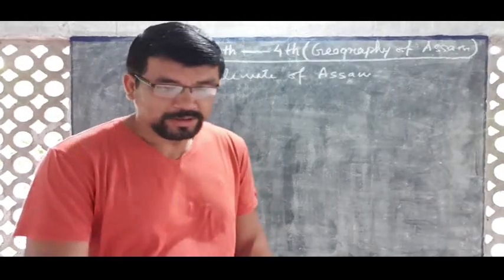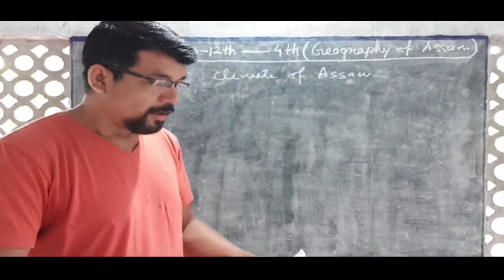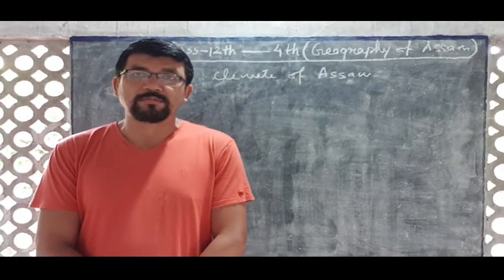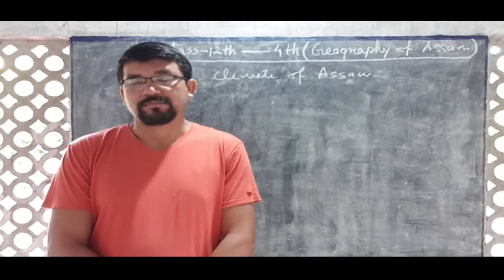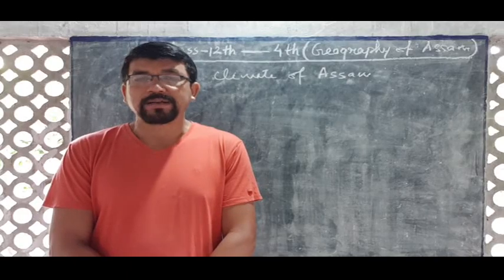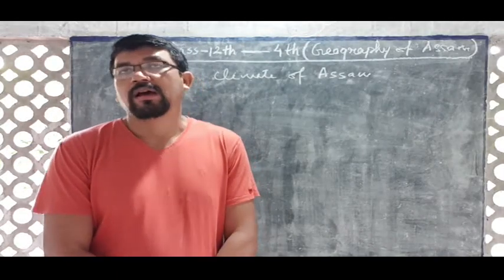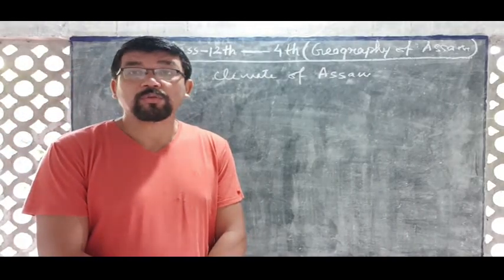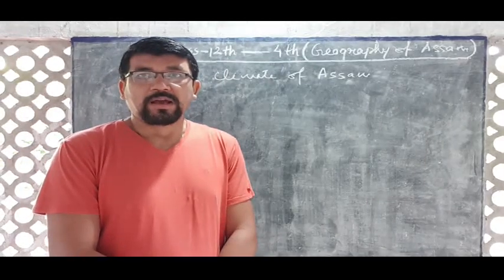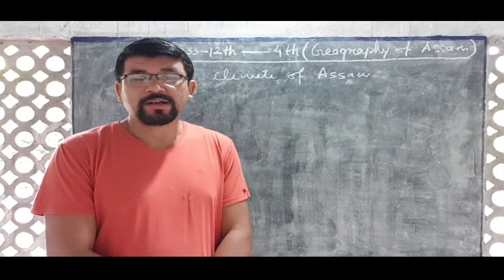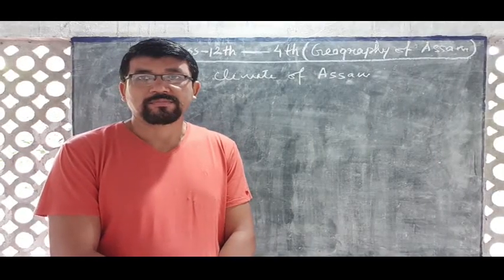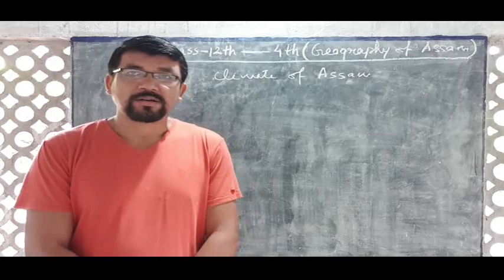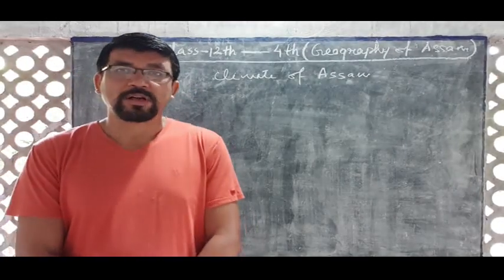Okay? Now we see what the main characteristics of the subtropical monsoon type of climate found in Assam are. The main character is that summer is very hot and wet, and winter is generally dry. It is the main character of our subtropical monsoon climate of Assam.